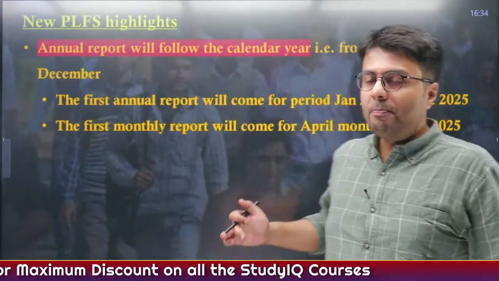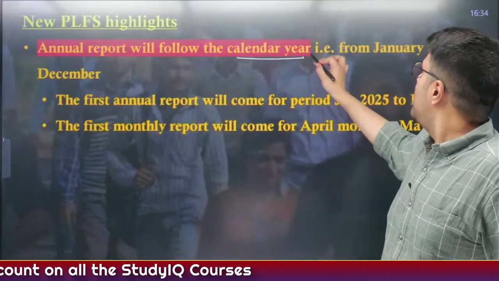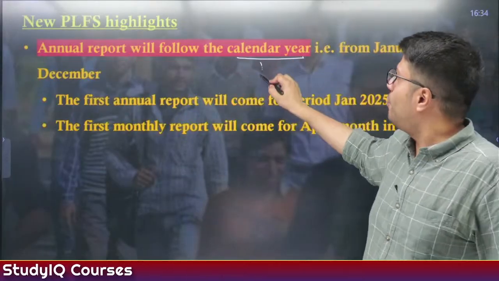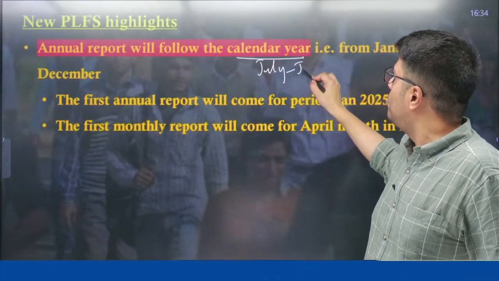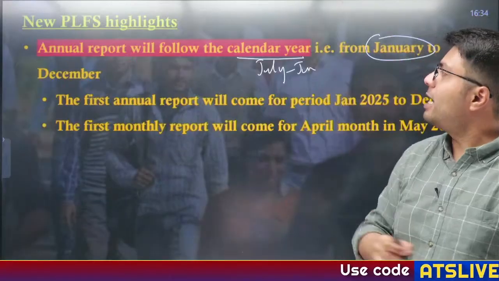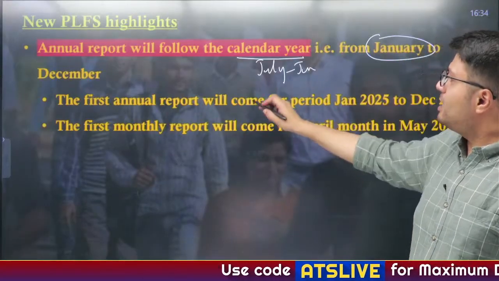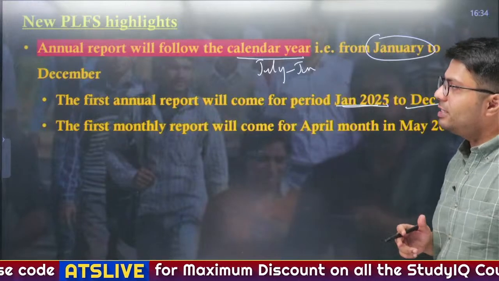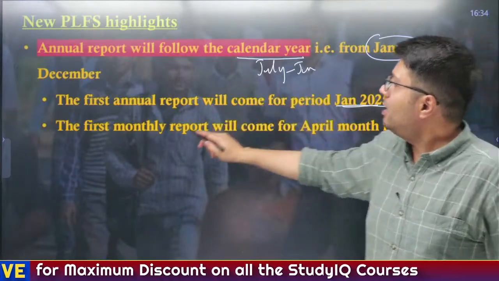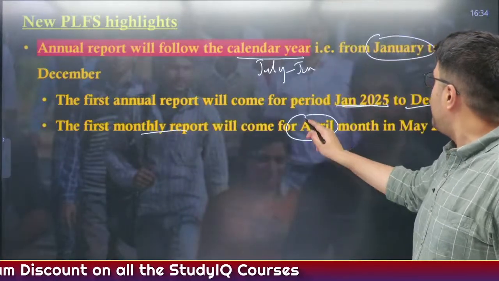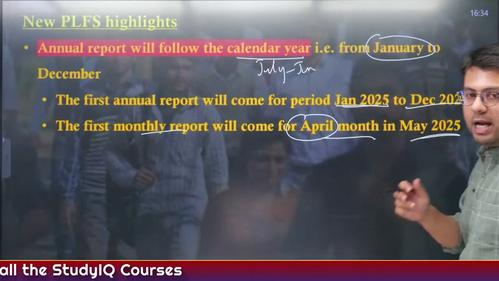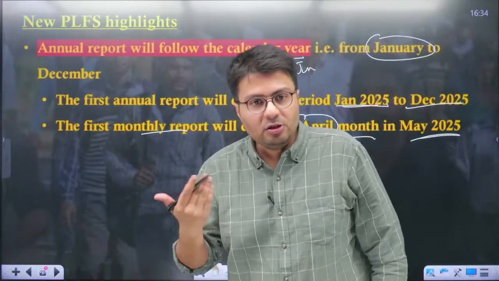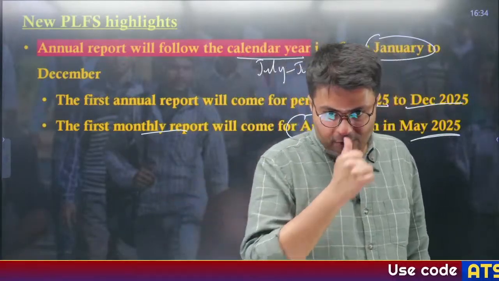Now the annual report will follow a new calendar year. Earlier, I told you, what calendar year did they used to follow? July to June, right? Now it will be January to December. So the first annual report of the PLFS survey will come from January 2025 to December 2025, and the first monthly report will come for the month of April, which will be published in May 2025. So these are the changes that have been made to the PLFS survey.